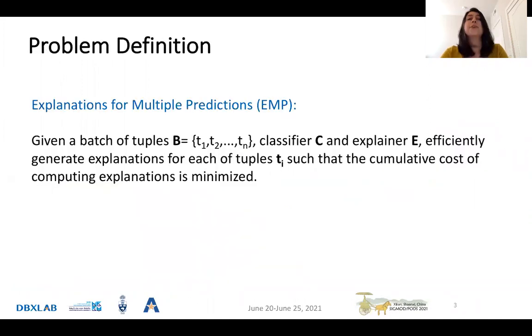There are many scenarios where you may want to generate explanations for more than one prediction, and then you need to repeat this explanation process over and over again. The problem with existing explanation methods is that they are highly optimized for generating explanations for one single data point. We define our problem as generating explanations for multiple predictions. Given a batch of tuples, a classifier, and an explainer, we want to efficiently generate explanations for each of the tuples such that the cumulative cost of computing explanations is minimized.